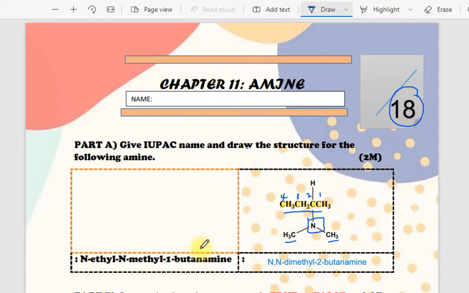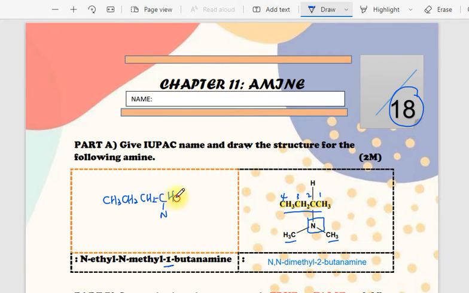This one is also butane amine, but it is 1-butane amine, meaning that the parent chain should be like this: CH3, CH2, CH2, and then this C will attach with the amine. So 1 carbon, and here the other 2 are hydrogen, hydrogen. You can write down CH2 straight away, CH2.